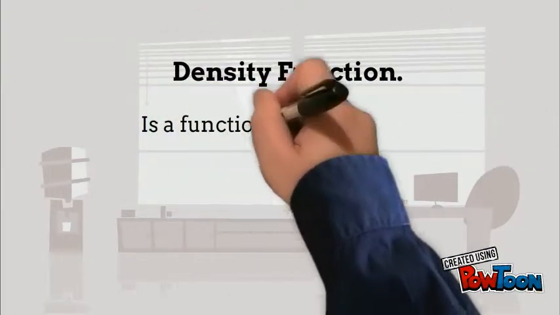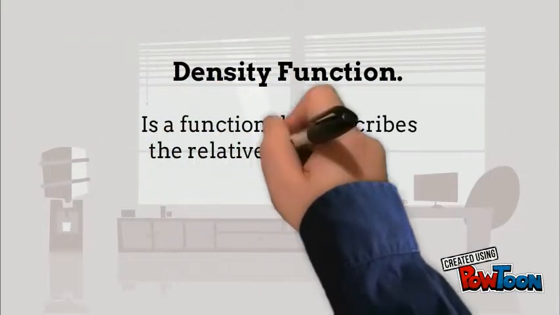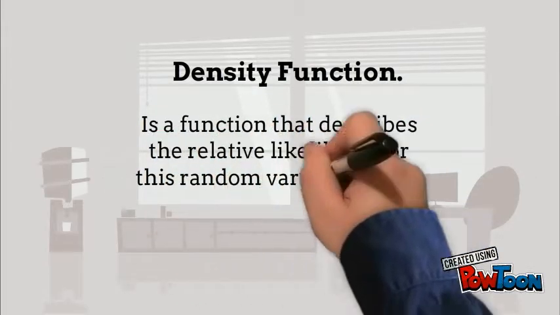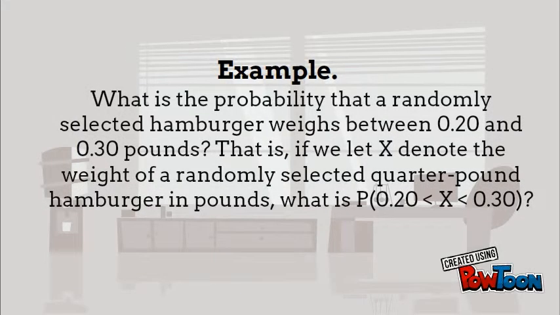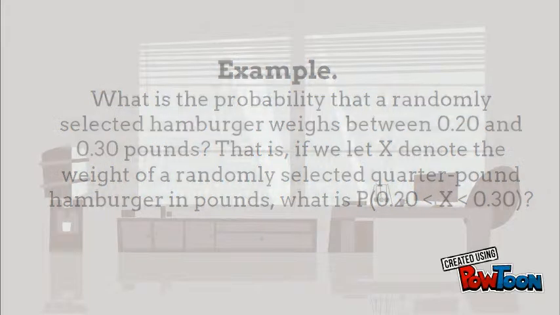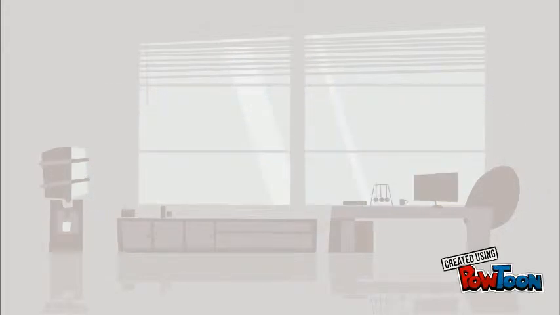The density function is a function that describes the relative likelihood for this random variable to take on a given value. What is the probability that a randomly selected hamburger weighs between 0.20 and 0.30 pounds? That is, if we let x denote the weight of a randomly selected quarter-pound hamburger in pounds, what is the probability between x = 0.20 and 0.30?